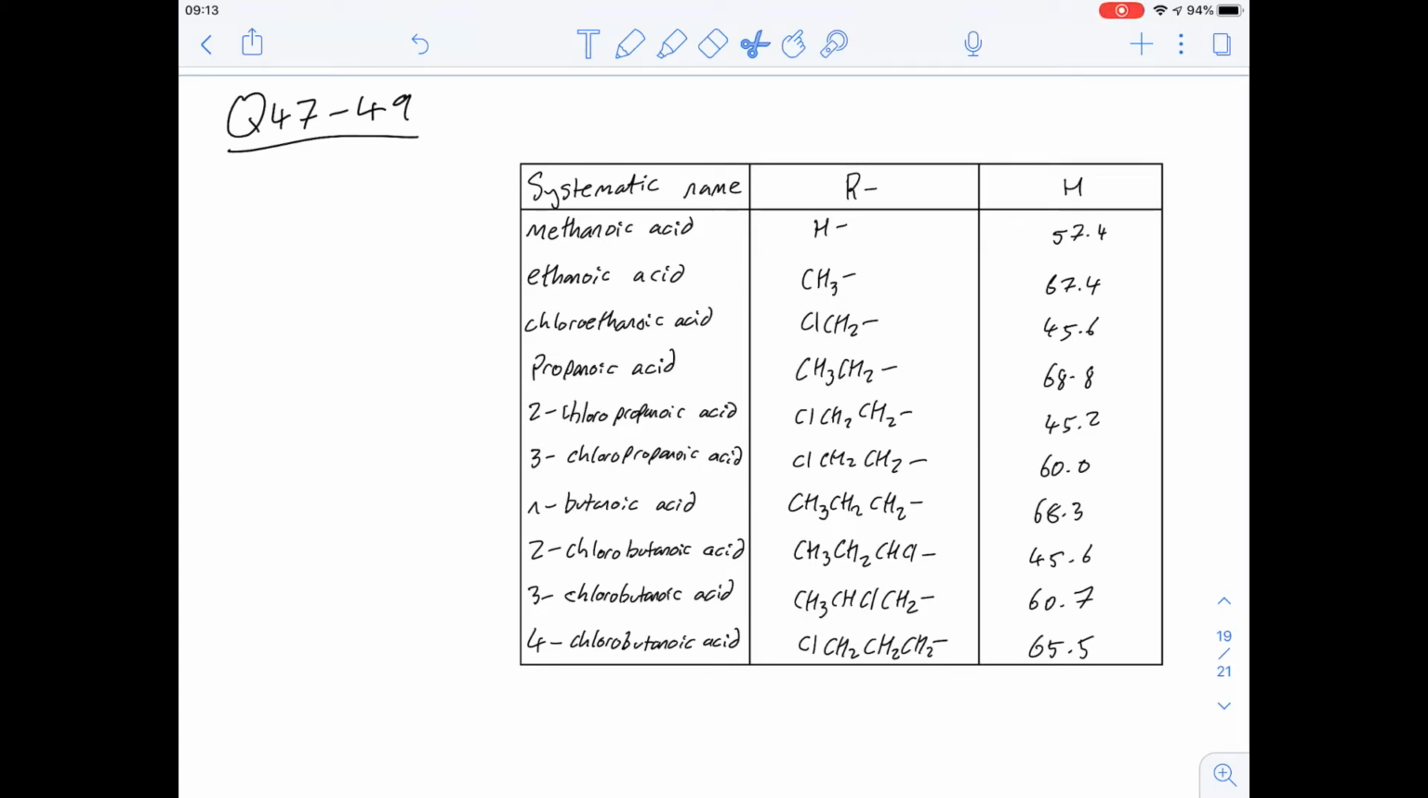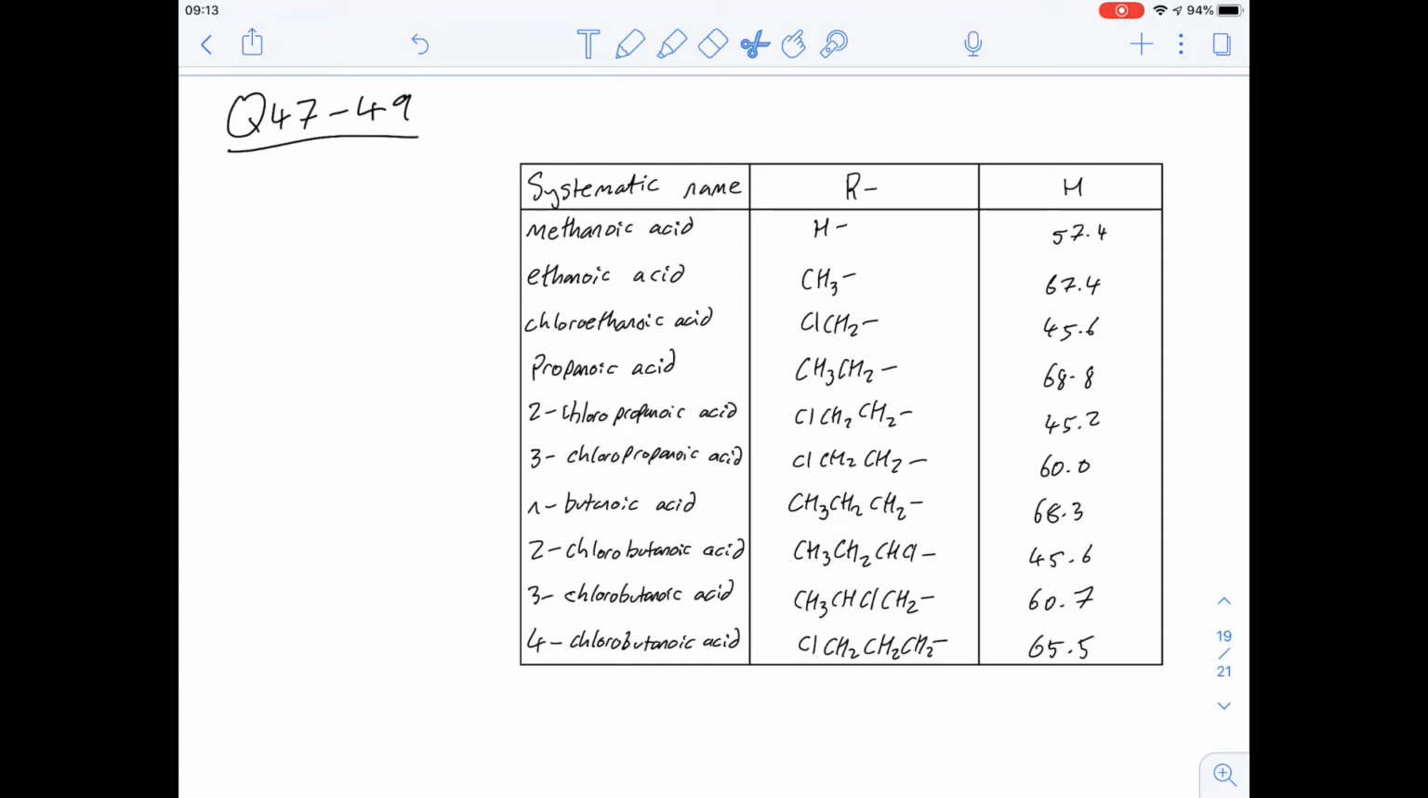Hi, I'm Carl, and in this video we're going to go over questions 47 to 49 of section 3 of the pink booklet. So this is a question about some property called H and how it varies with different carboxylic acids. And so we've got a table here which I've copied out, and we'll start with question 47, which says which of the following is the best estimate of the value of H for 2-chloropentanoic acid.